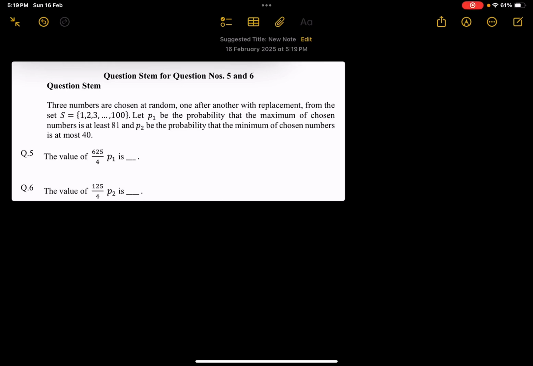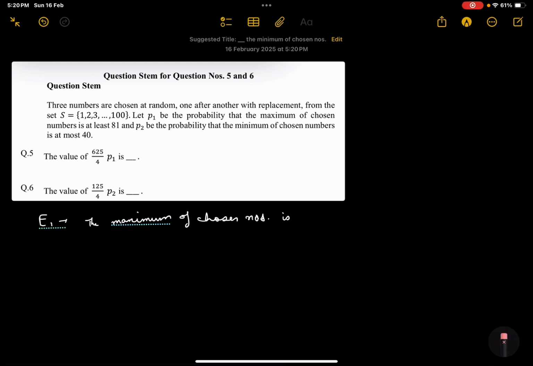Straightforward question from probability. Let's start by defining event E1: the maximum of chosen numbers. So there are 3 numbers chosen. So the maximum of chosen numbers is at least 81. So P1 becomes P(E1).